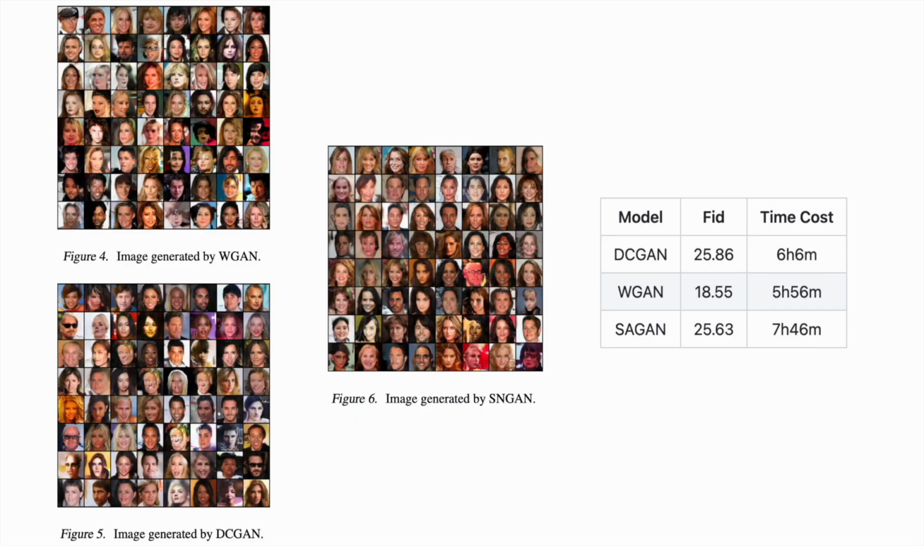From the above experiment results, we can see that images generated by SNGAN are better than WGAN and DCGAN. However, FID of WGAN is lower than DCGAN and SAGAN. A lower FID means that two distributions are closer, which also means that the quality and the diversity of photos are higher.